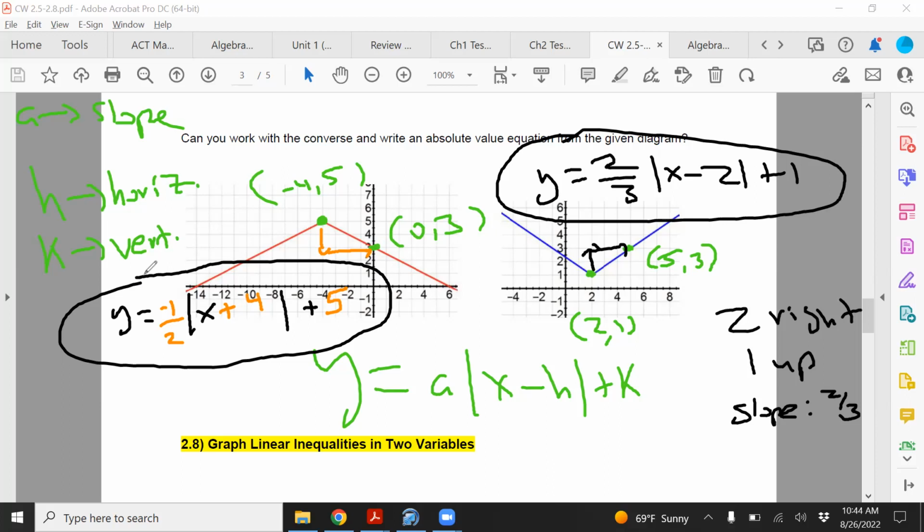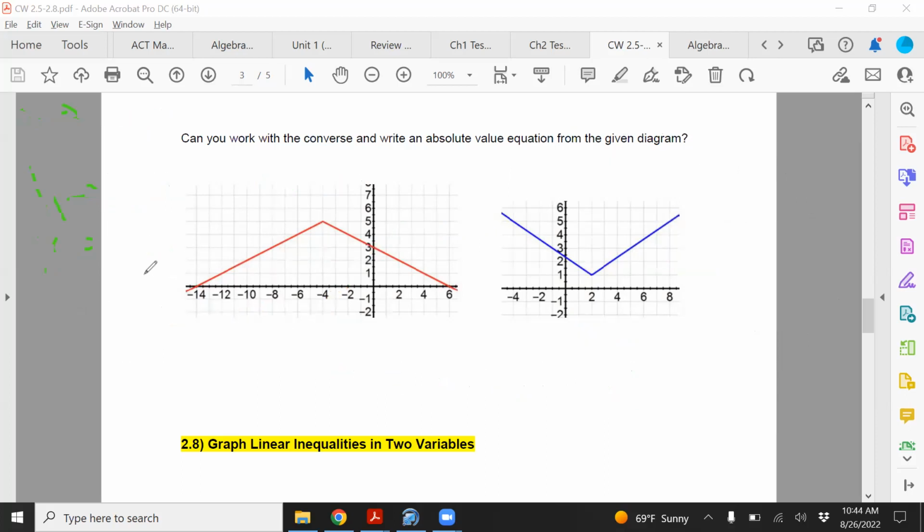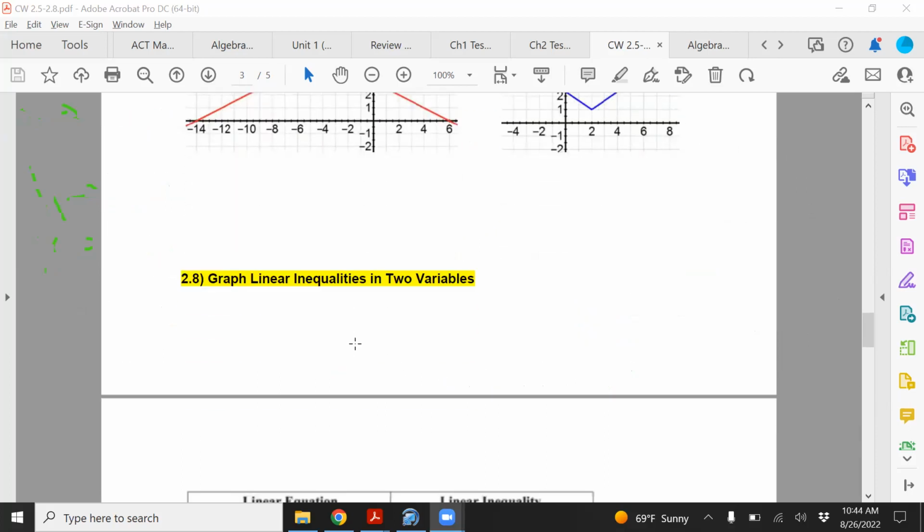Is it dotted? Dotted is not included. So if you get a solid point, solid is included, and then you plug in the x and the y, and if that's equal, then you're good. And if it's greater than, it's the same.